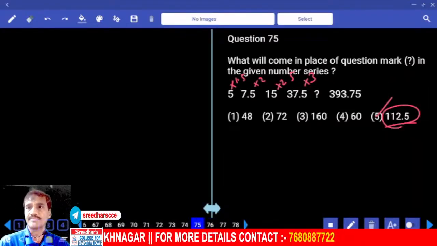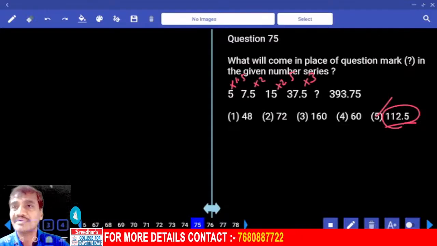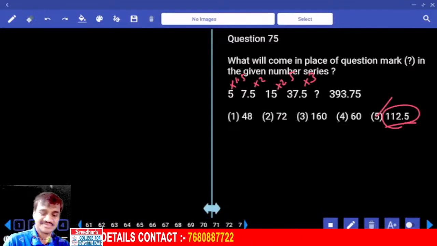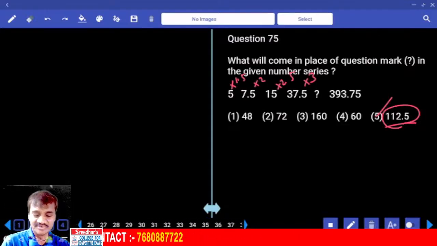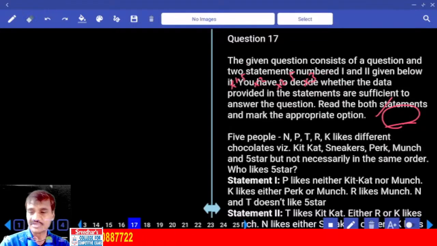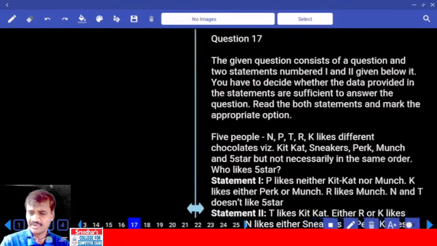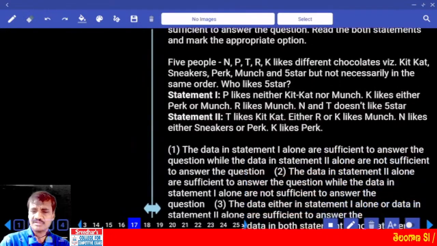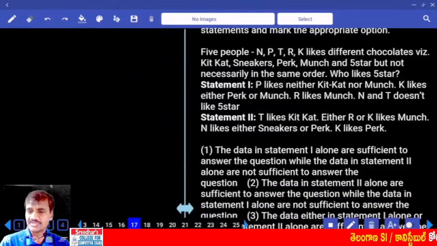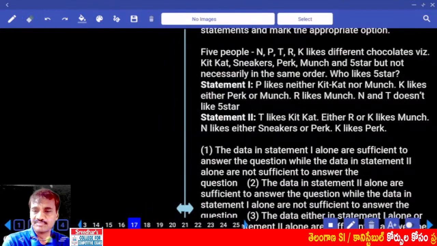Next, take the 70. Now coming to question number 17. Tell me, what is there in the 17th one here? Now here in this one, 5 people, data sufficiency. In this data sufficiency, how many people? 5 people, different colors. And who likes 5 Star?